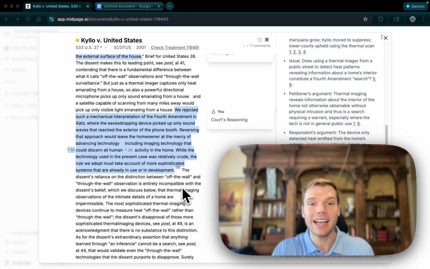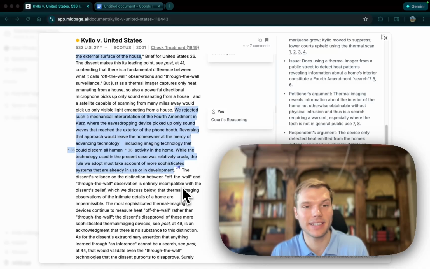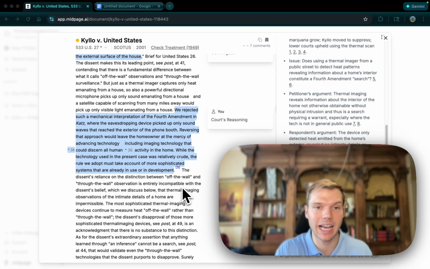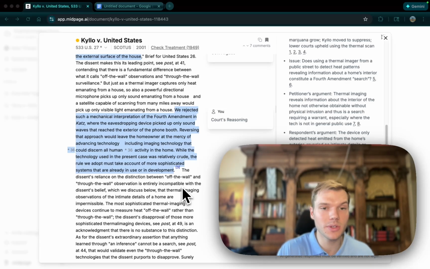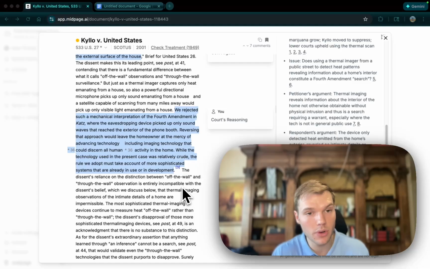They're going to reject it because they've already had cases where they struck down similar ideas. They talk about the Katz case, where eavesdropping devices picked up only sound waves that reached the exterior of a phone booth. Reversing that approach would leave the homeowner at the mercy of advancing technology, including imaging technology that could discern all human activity in the home. While the technology used in the present case was relatively crude, the rule we must adopt must take account of more sophisticated systems that are already in use or in development.